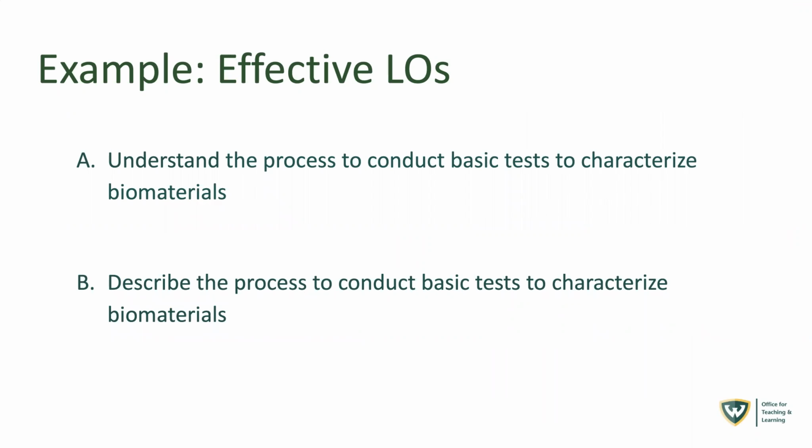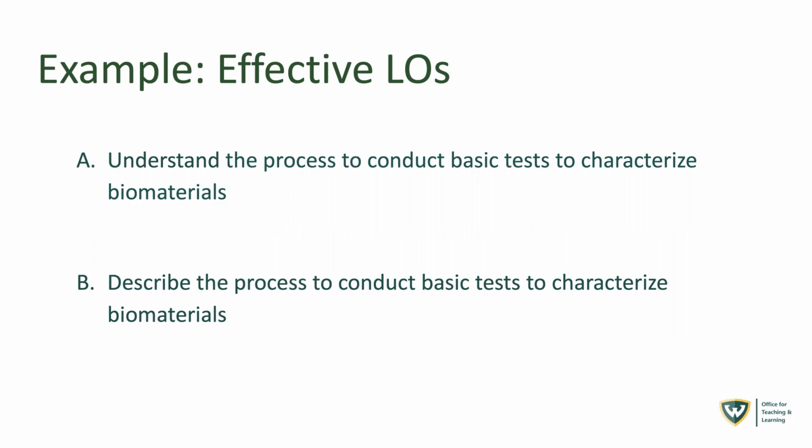So A, the learning outcome is understand the process to conduct basic tests to characterize biomaterials. Our second learning outcome, outcome B, is describe the process to conduct basic tests to characterize biomaterials. So you can go ahead and pause this video for a moment and think about which learning outcome, in your opinion, is a better learning outcome and why. So take a moment and think about which learning outcome do you find more transparent and why is that?